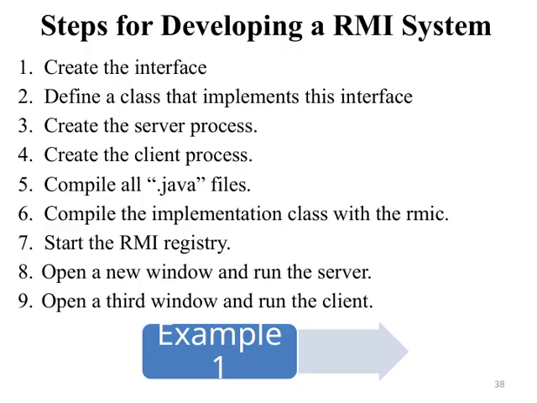Then, we compile the implementation class with the rmic tool, which generates the necessary stub and skeleton classes for RMI. Finally, we start the RMI registry, which manages the remote objects' references. To run everything, open a new window and start the server, then open another window for the client. This process ensures that your RMI system is correctly set up, running smoothly, and ready for remote communication. These steps are fundamental to building reliable distributed applications with RMI.